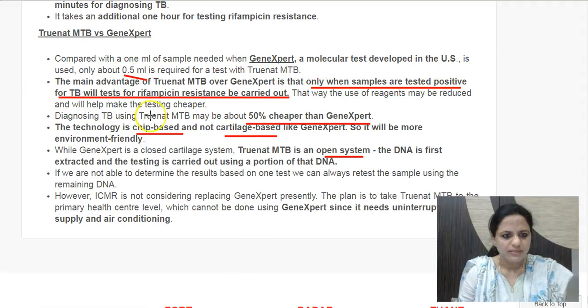Finally, the last point being stated is that TrueNet MTB is still undergoing tests. ICMR is stating that they are not planning to replace GeneXpert presently. It's only that in rural areas where GeneXpert cannot be used because it requires uninterrupted power supply and air conditioning, such as primary health centers, we can have this TrueNet MTB in place because it is handheld and battery operated, so it does not require power supply and air conditioning. So these are the main points.